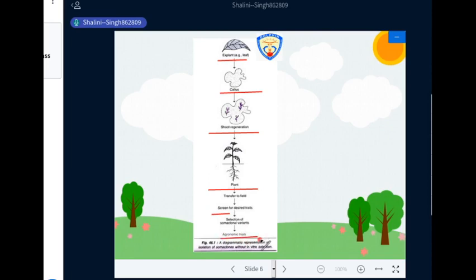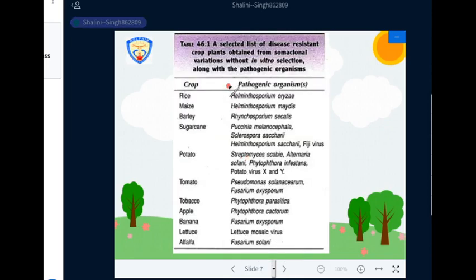Agronomic trials means you want to find out the best cultivation practices for this plant. What is the soil requirement, what will be the plant to plant distance, what will be the fertilizer application, how much irrigation is needed. When such trials are conducted, these trials are known as agronomic trials.